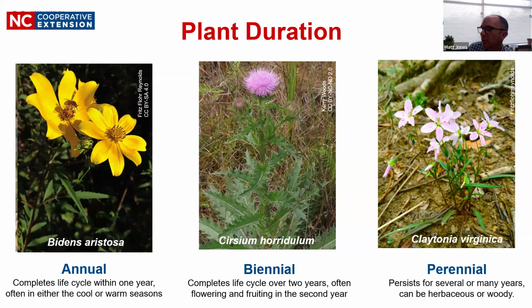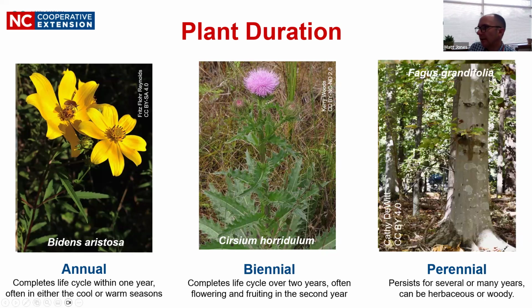In a purely herbaceous perennial, the above ground portion will die back each year, but the below ground root systems and the crown will live for many years. And each spring, new non-woody growth will emerge from the crown and from the roots, or from a tuber or something, like in the case of Claytonia here, spring beauty. And then woody plants are those where the above ground portions live for many years. So they don't die back.